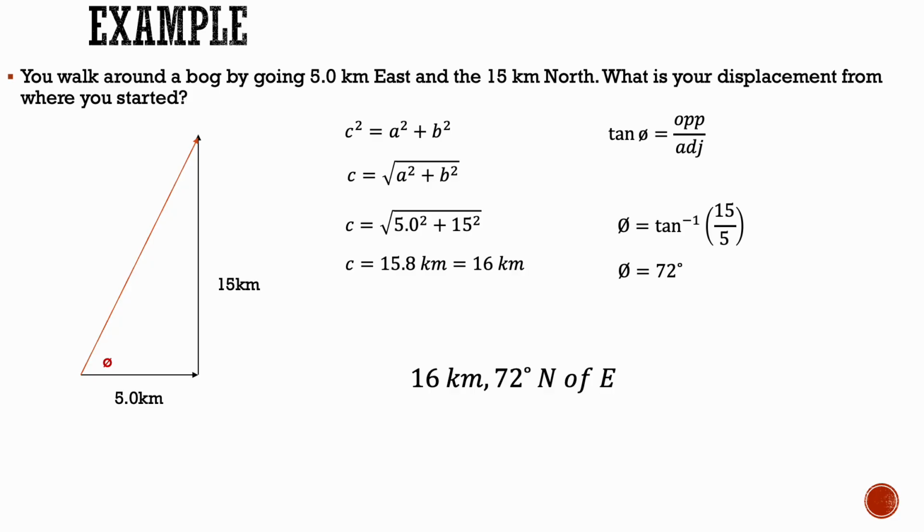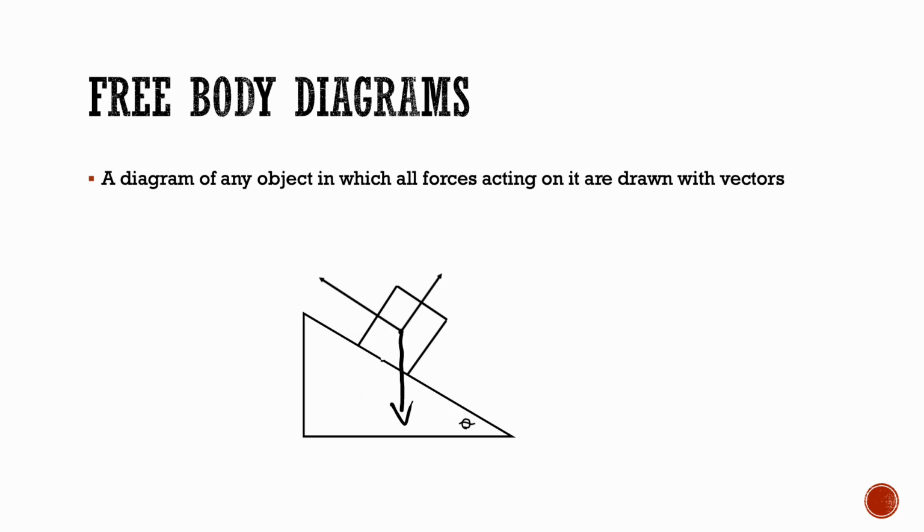Now we did use vectors in Physics 11 a fair amount for distances and displacements, but we also used them for free body diagrams. So this is a diagram of any object in which all forces acting on it are drawn with vectors. So in this case, we would have one of these vectors is our force normal, force friction, and force of gravity.